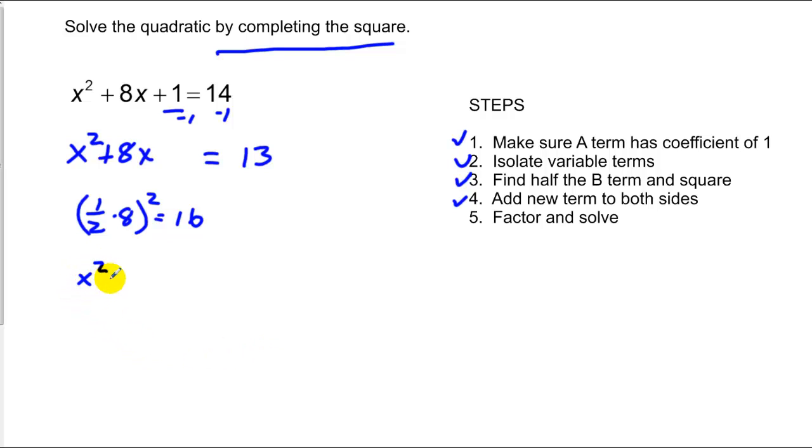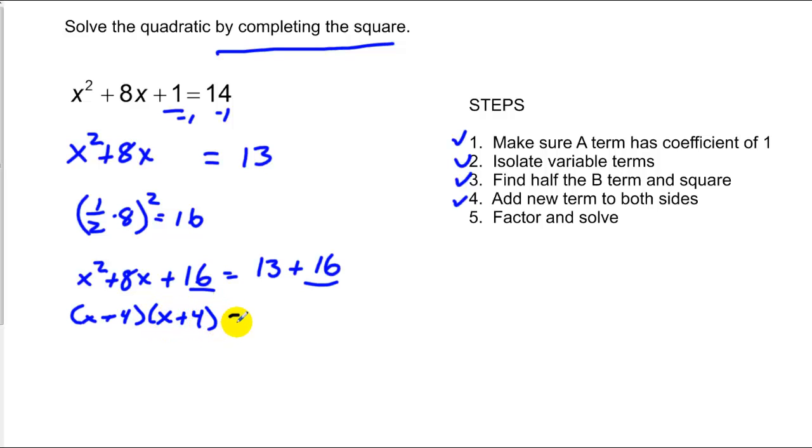So I have x squared plus 8x plus 16 is equal to 13 plus 16. Notice I've added it to both sides of the equation. And also notice what I've done. I've now made a perfect square term on this side, because this is the quantity x plus 4 times x plus 4, and this is 29. Next, what we're going to do is factor that, which I did. It gets me x plus 4 quantity squared is equal to 29.